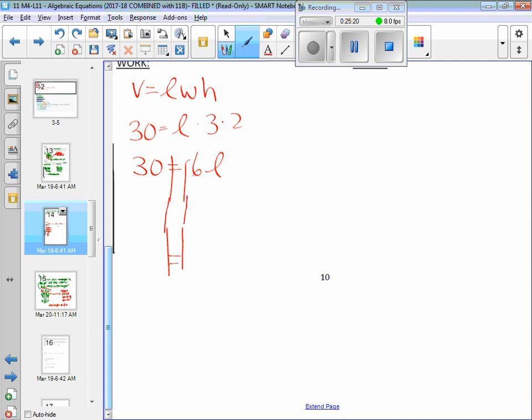What do you mean? Talk to me. I don't know what you mean. The coefficient always goes before the variable. So here, the 30, this is 30 equals 6L. You can do that if that confuses you. He makes a good point.